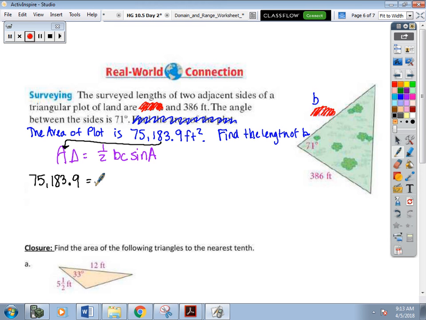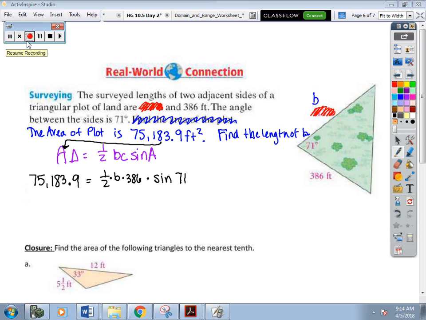Plug in our other variables, so we have 1/2. We'll leave B as our unknown. C is 386. And we'll have sine of 71. See if you guys can solve that out for B using your algebra skills. We'll round our final answer this time to the nearest whole number. So hopefully we get an answer.